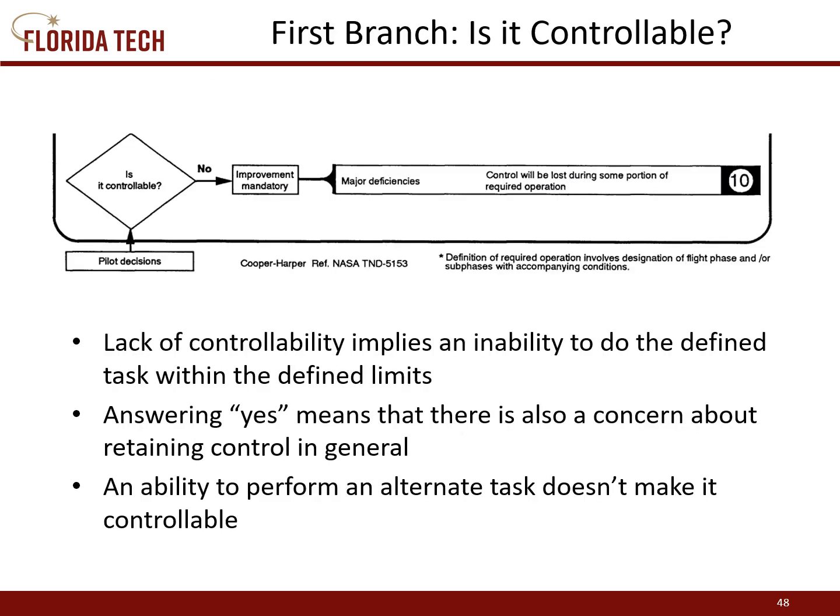We'll now walk step by step through the Cooper-Harper scale. We see where the pilot enters the scale at the bottom and has to answer the first question. Is it controllable? Lack of controllability implies an inability to do the defined task within the defined limits. Answering yes means there is also a concern about retaining control in general. An ability to perform an alternate task doesn't make it controllable. It has to be the defined task.